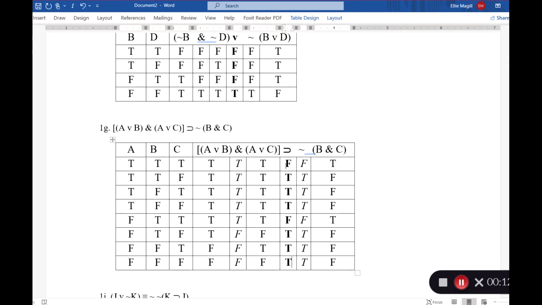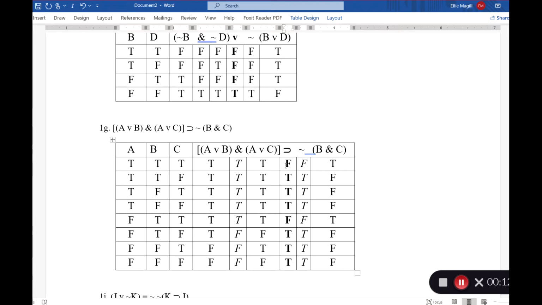So now we have 6 rows on which it's true and 2 rows on which it's false, which means 1G, this sentence as well, is logically indeterminate. It's possible for the sentence to be false, as we see on rows 1 and 5, and it's possible for this sentence to be true, which we see on rows 2 through 4 and 6 through 8.